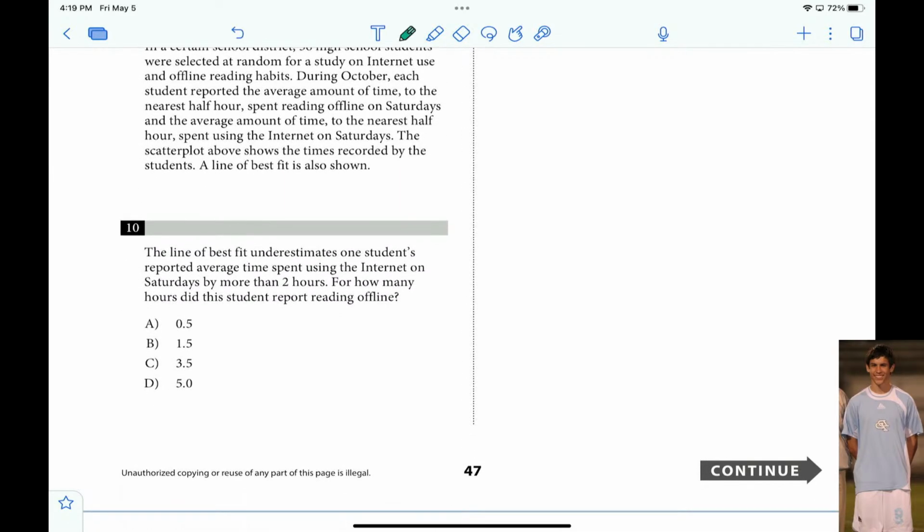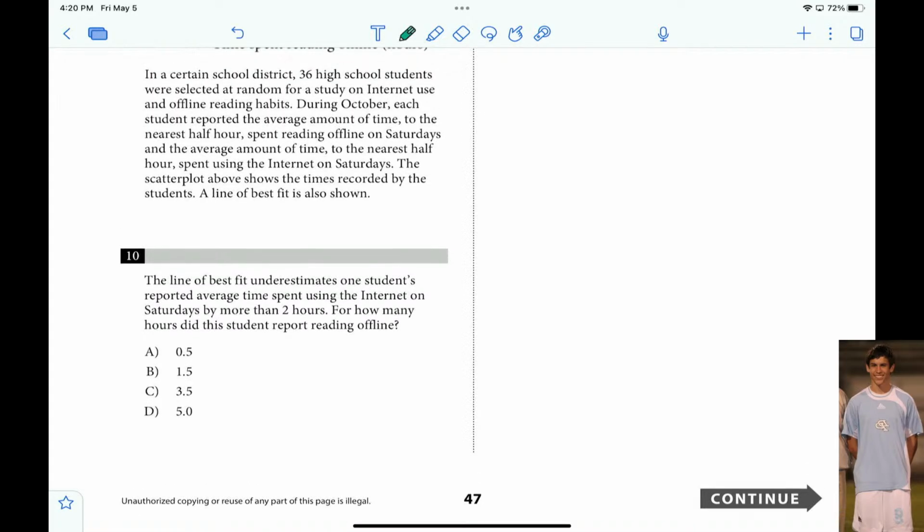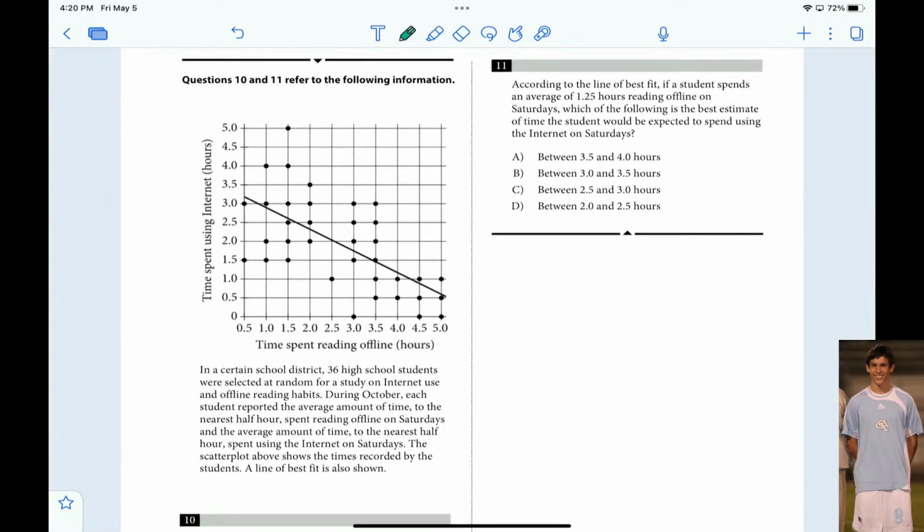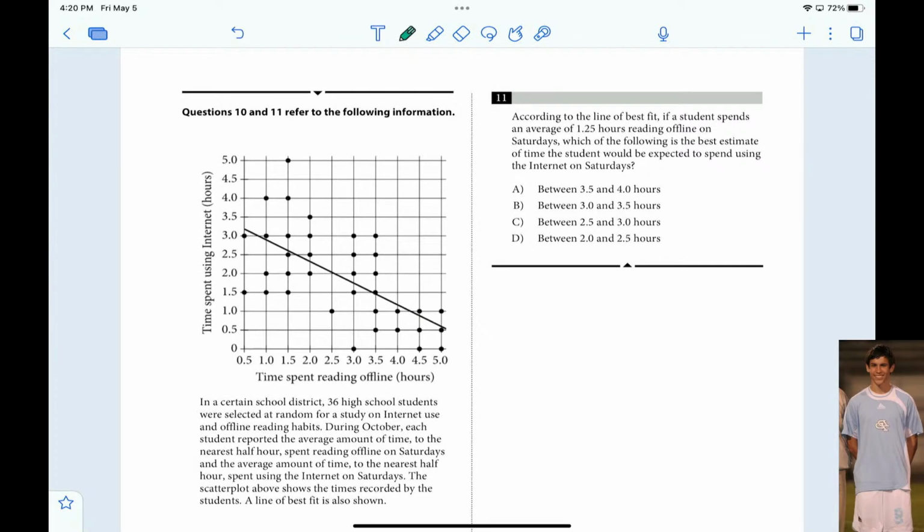So it says 10. The line of best fit underestimates one student's reported average time spent using the internet on Saturdays by more than 2 hours. For how many hours did the student report reading offline? So they said that it underestimated. The line underestimates. That means the line is under a point by more than 2 hours. So let's go up. We'll look at this. I can't get it all into one little frame. But we're saying that the line is under a point by more than 2 hours when it comes to using the internet. So I would notice that point all the way up there.